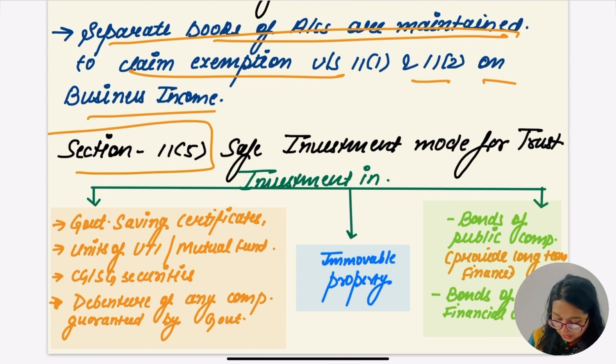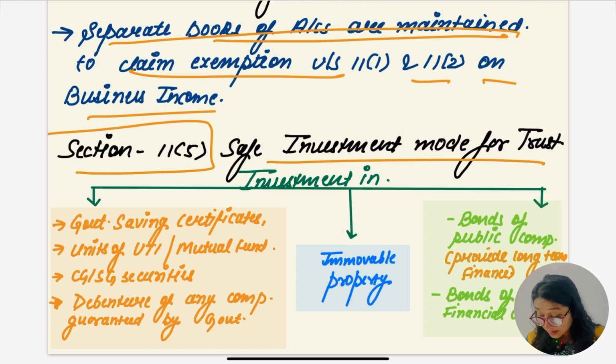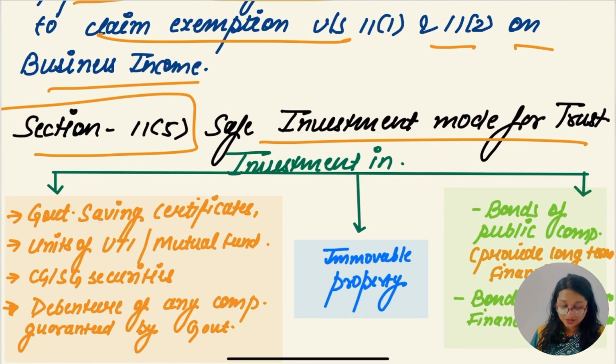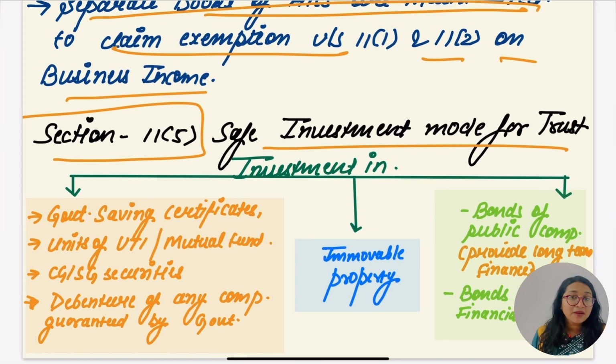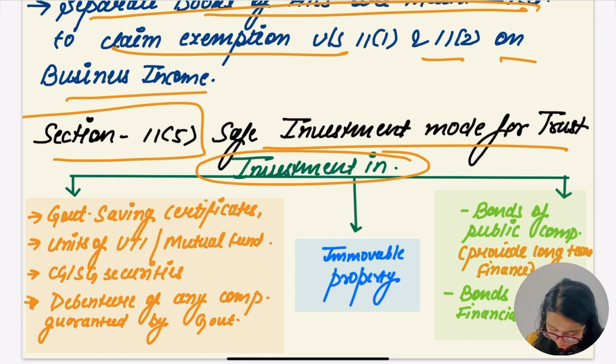Let's go for section 11 subsection 5, which is the safe investment mode for the trust, which I already told you about, that corpus donation should be deposited as per section 11 subsection 5. So let's read out section 11 subsection 5. What is going to be that safe investment mode for the trust? If the investment by the trust is done in, first of all, there are a few more things, which means deposits and all. First, government savings certificates.